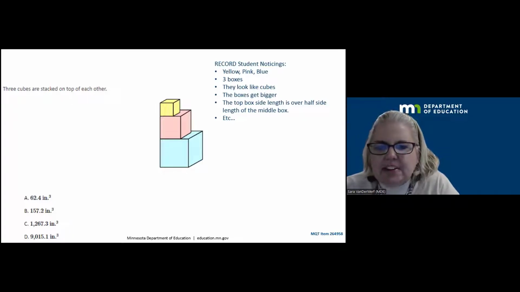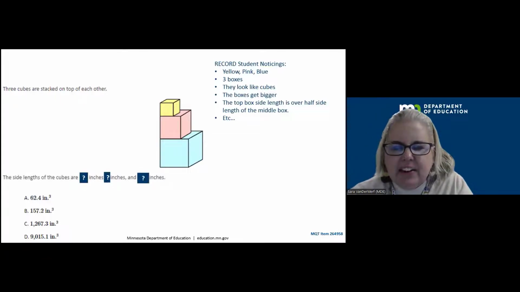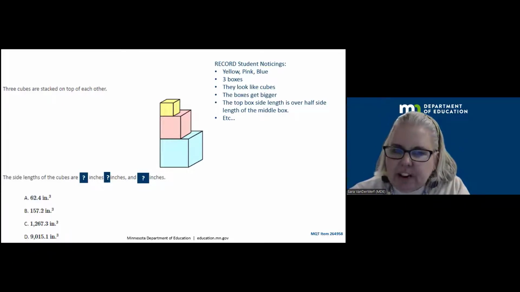Well, I'm going to give you some of the information that they gave us about this. Notice I haven't given you the numbers yet. So they're going to give you the side lengths, because we're going to need that information to find volume. And then if you click one more time, you'll see you guys were absolutely correct.